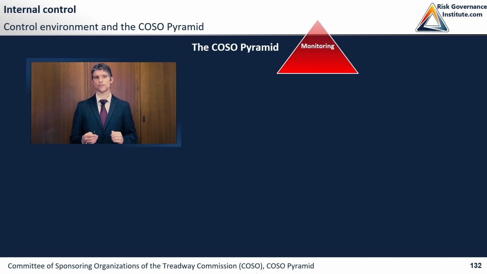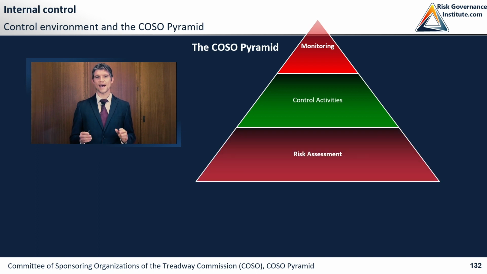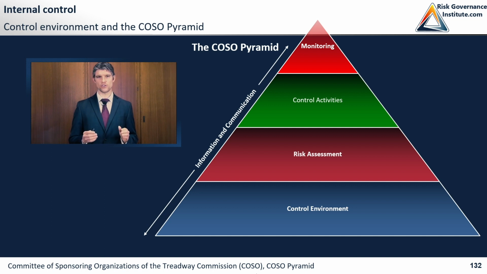At the top of the pyramid, we have a point on monitoring. I'm just going to set them out and discuss them a bit later. We have monitoring at the top of the pyramid. We have control activities. We have risk assessment. And we have the control environment. Finally, amongst these different levels of the pyramid, we have information and communication.